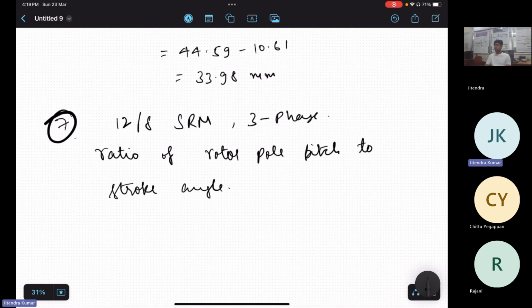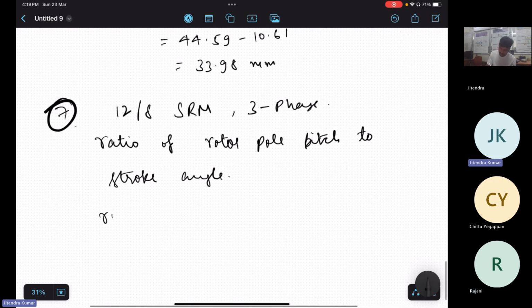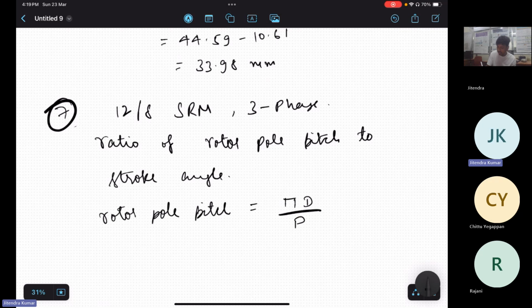Okay, so basically we have to calculate both the parameters. So how much is the rotor pole pitch? Pi d by p, sir. Pi d by p, exactly. So pi into d. d is not given. Okay, so if d is not given, then we can calculate in terms of angle, rather than calculating it in exact terms, because we are asked for a ratio.